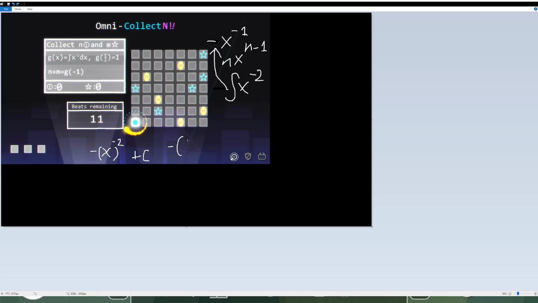But taking the reciprocal of 1/2, it just becomes 2 to the power of 2, which is just squared. So that's 4. We have -4 plus c equals 1, which means c equals 5. C equals 5. We have negative x to the power of negative 1 plus 5.